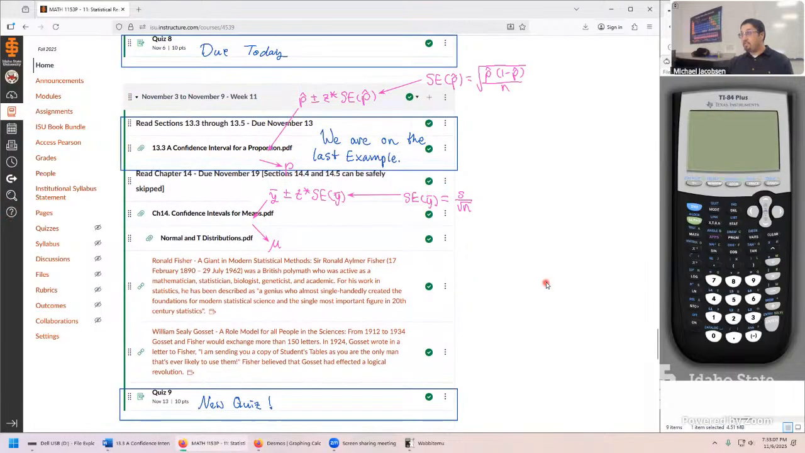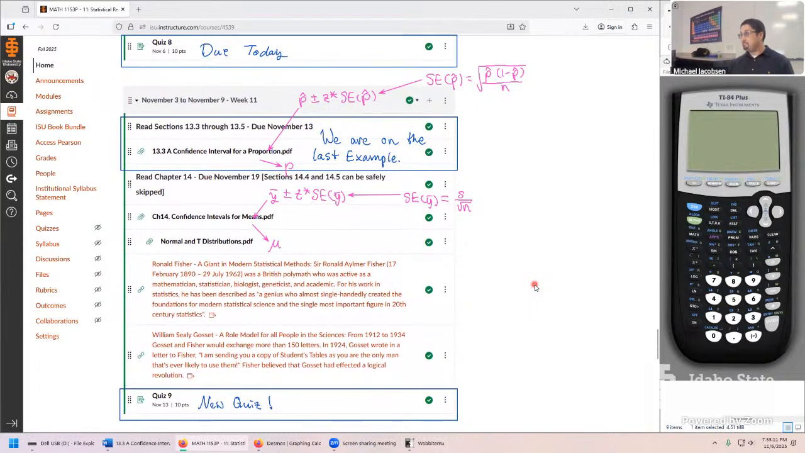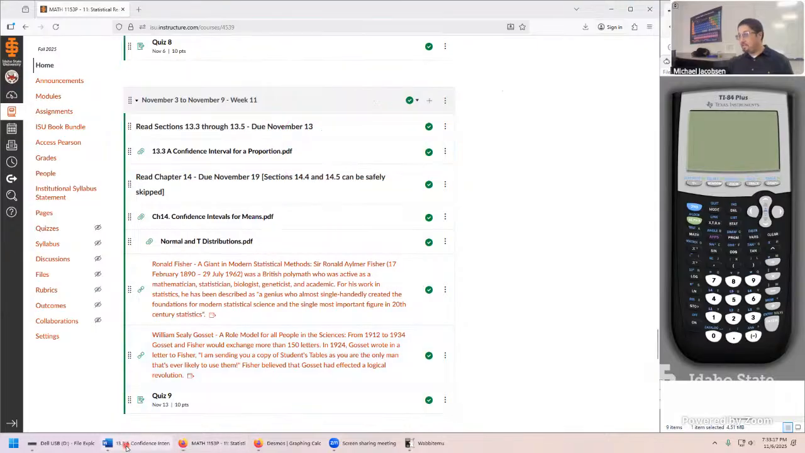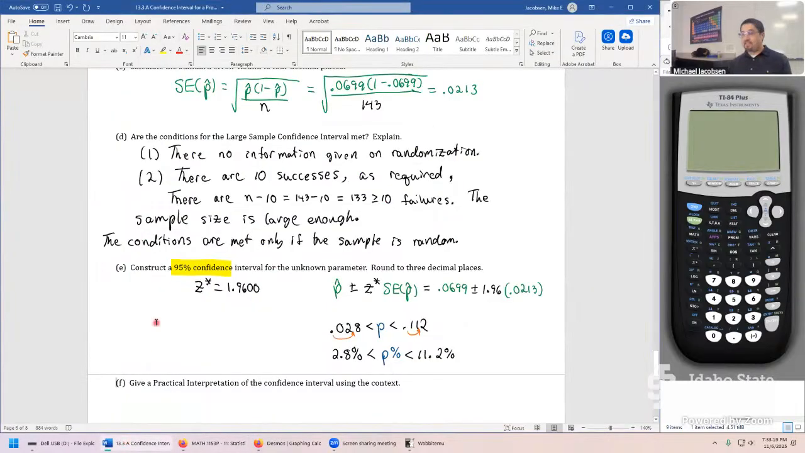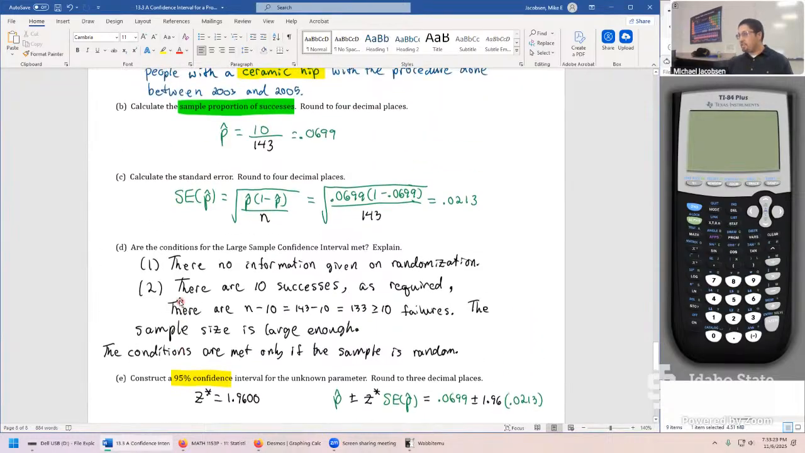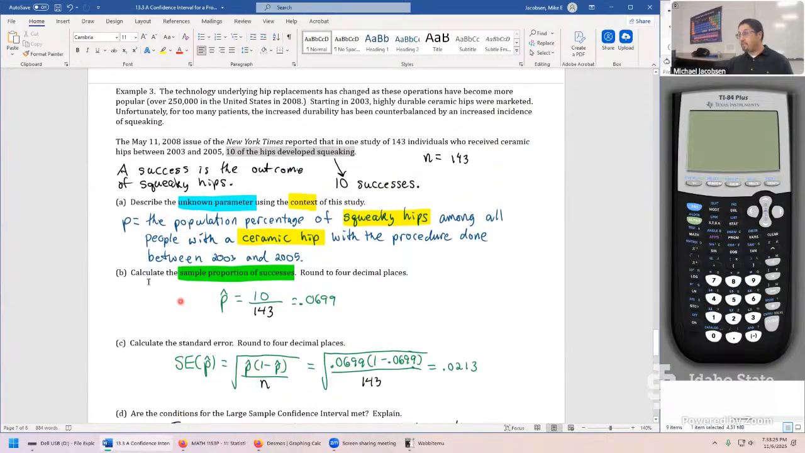Any questions or comments at all, folks, before we get started? Okay, well, let's move on into the next portion. Here's where we left off. Again, we were nearly done, but just a refresher of what was going on in this problem. Let's go to the very top of it.